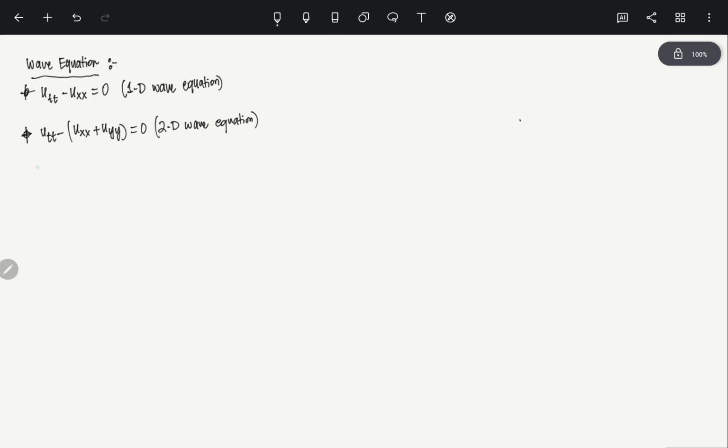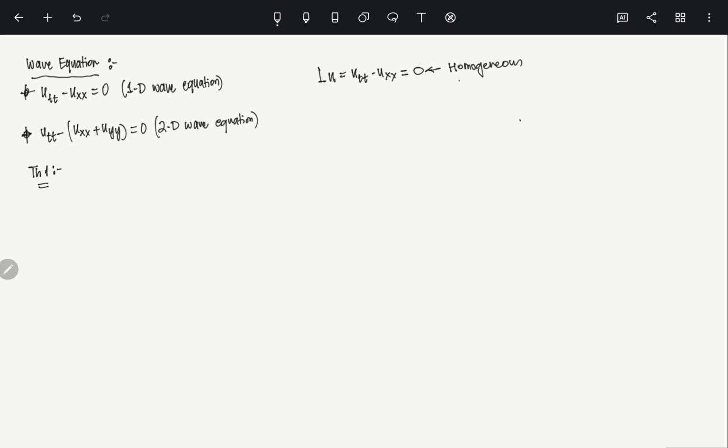The first thing we should know about the wave equation is this. This equation in particular is a homogeneous equation. Why? Because let's say L of u is there, where L of u is utt minus uxx. Let's say this equals 0. Then this equation is called the homogeneous wave equation.